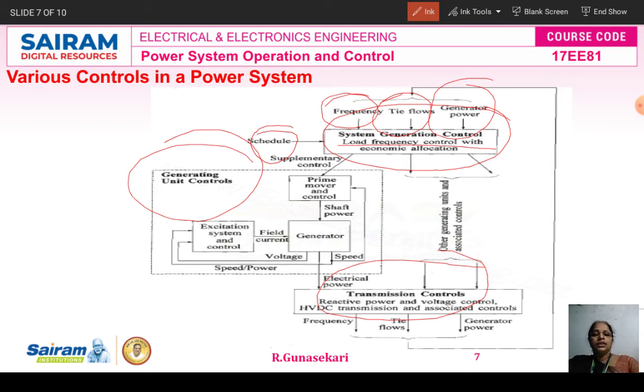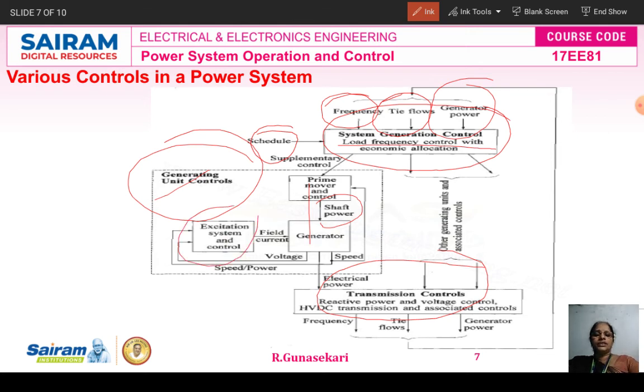Then supplementary control. That means from the system generation control, the supplementary signal comes to the prime mover and control. Prime mover control means what? The generating unit's input is mechanical. So how can we give the mechanical power? From the prime mover only. The prime mover shaft is connected to the generator. Both are coupled mechanically. Therefore the mechanical input is given to the generator with the help of the prime mover.